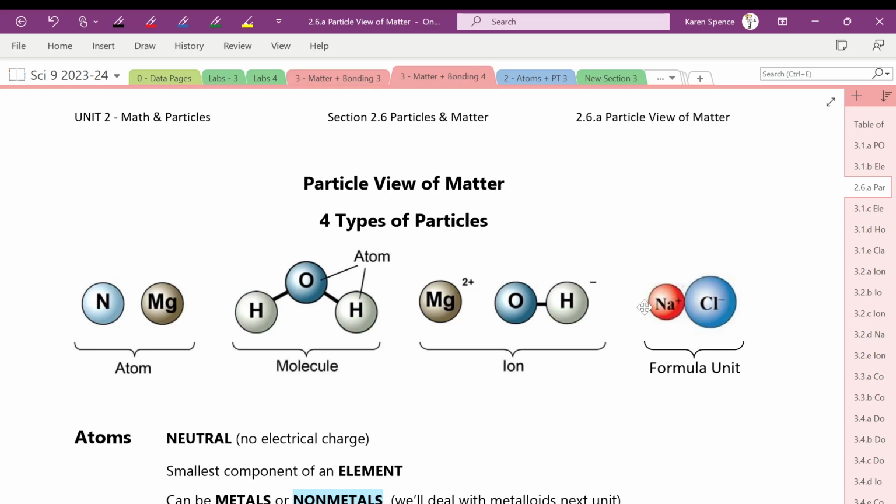So 4 types of particles. Flip your paper over and see if you can name them without looking. Flip your paper over so you can't see them. See if you can name 4 types of particles.